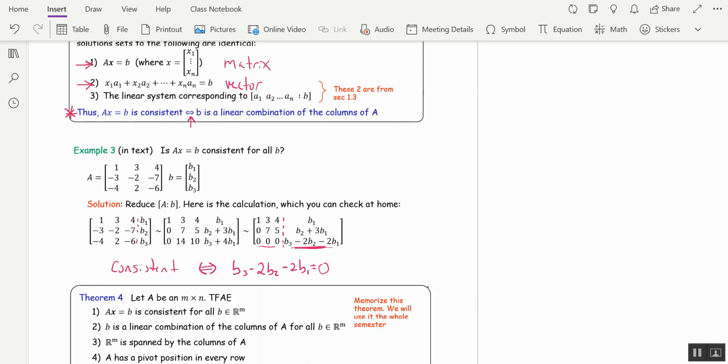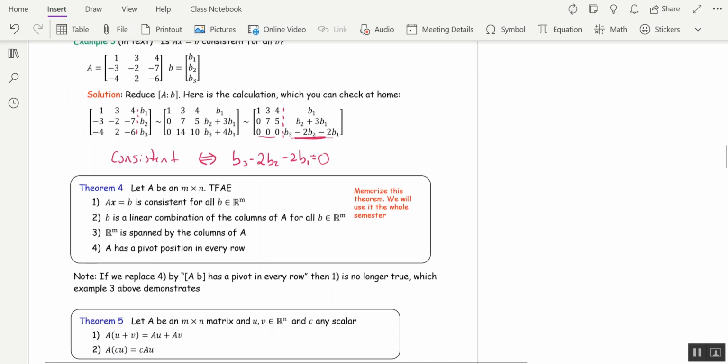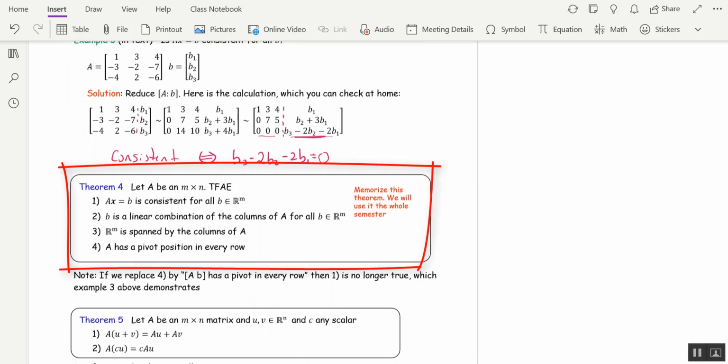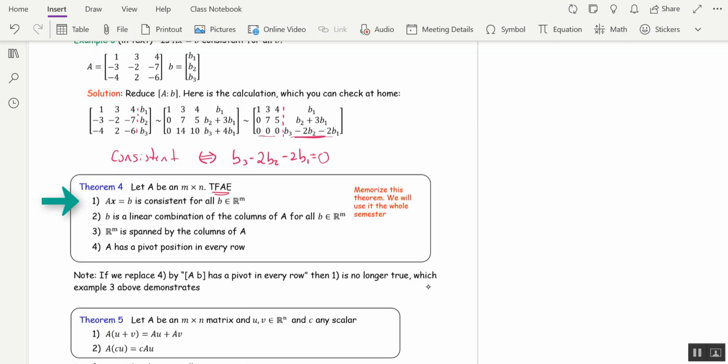Okay, now for the big theorem. This is Theorem 4, and this is definitely a memorize this theorem. So A is an m by n matrix. The following are equivalent. AX equals B is consistent for all B. B is a linear combination of the columns of A for all B in Rm. That's what that backwards E means, in Rm. Well, that's the definition of span.